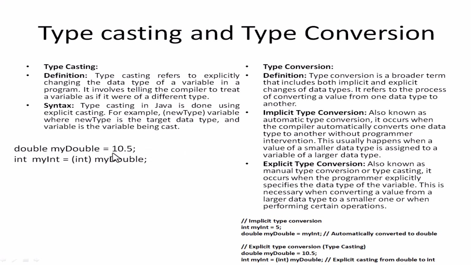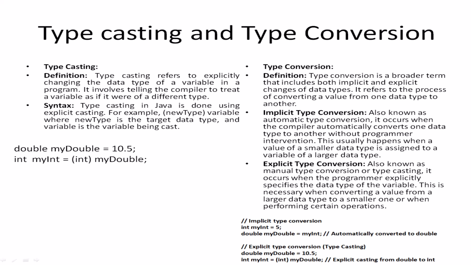So this particular 10.5 will be lost. Next one is type conversion. Type conversion is a broader term that includes both implicit and explicit changes of data types. It refers to the process of converting a value from one data type to another.